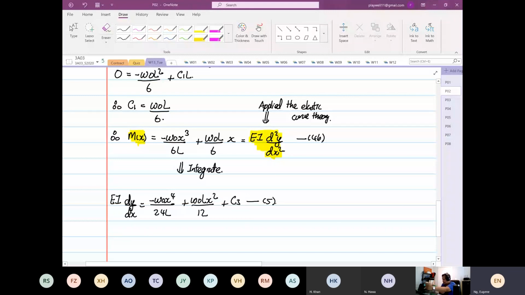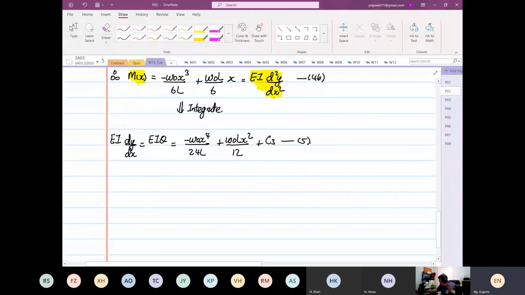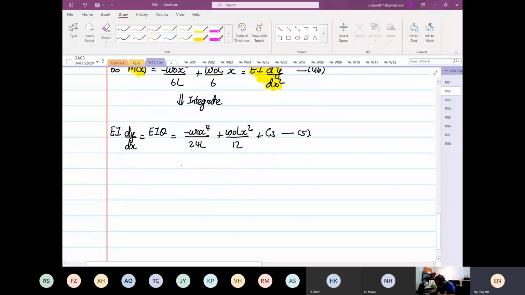So you realize that EI dy by dx is also equal to EI theta, which I did explain, is the equation of the slope. And then finally, we integrate one last time.